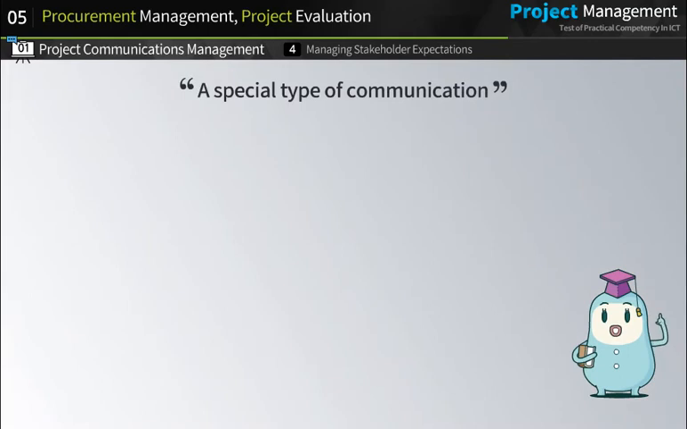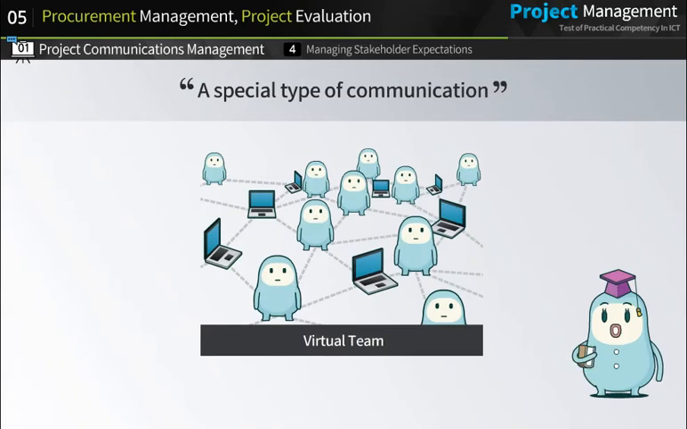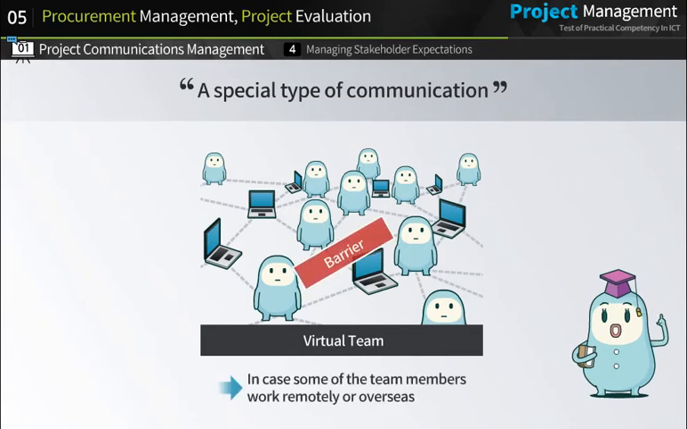There is a special type of communication in project management. It is to build a virtual team, a group of team members who participate in the project from different geographic locations. Of course, the most effective way of communication is to have a face-to-face meeting, but there is an occasion where some of the team members work remotely or overseas. Consequently, communications among the team members face a barrier.